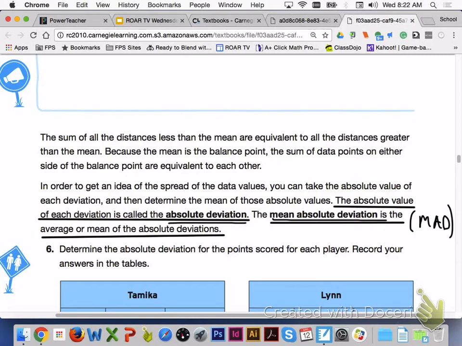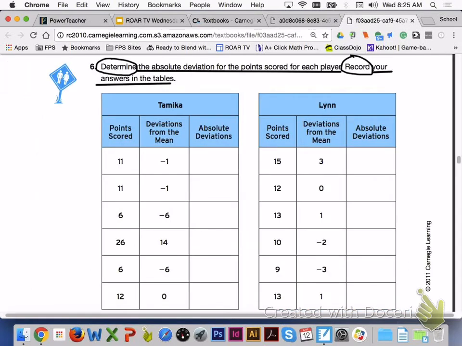The absolute value of each deviation is called the absolute deviation. The mean absolute deviation, or MAD, is the average or mean of the absolute deviations. Please answer number 6 with your group members.